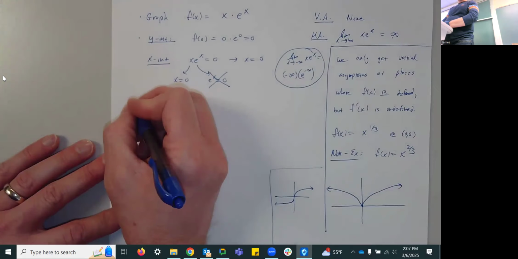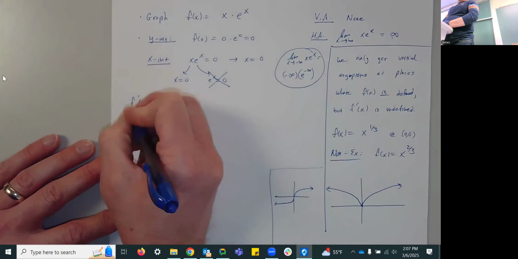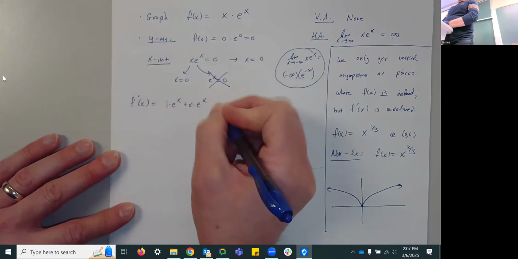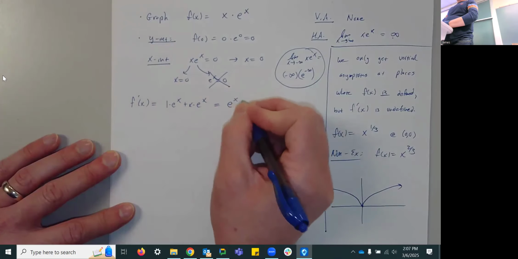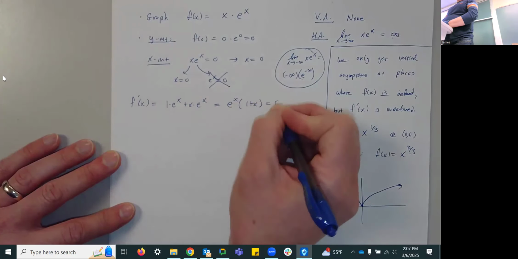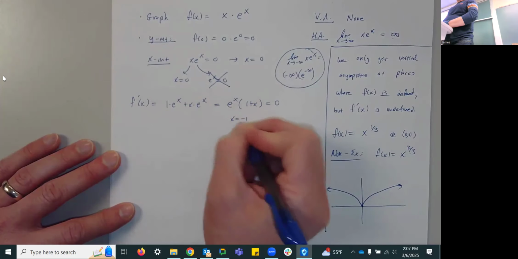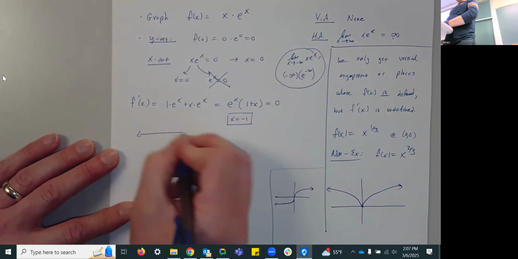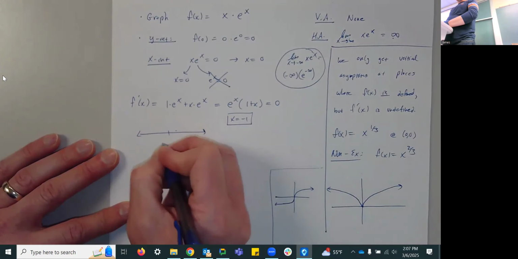First derivative stuff. First derivative is using the product rule. It's going to be 1 times e to the x plus x times e to the x. We definitely want to factor out the e to the x, set the whole thing equal to 0, and get x equal to -1 as our only critical value. Number line, only -1 goes on there.